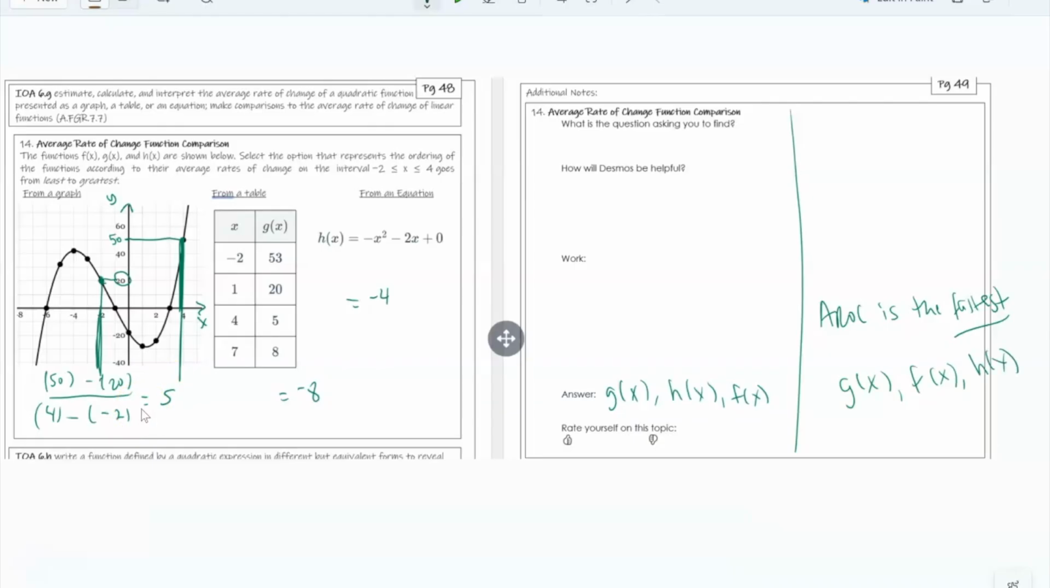So again, very important that you understand the difference. So which average rate of change is changing the fastest? Direction does not matter. Order them from least to greatest? Direction matters. Okay. All right.